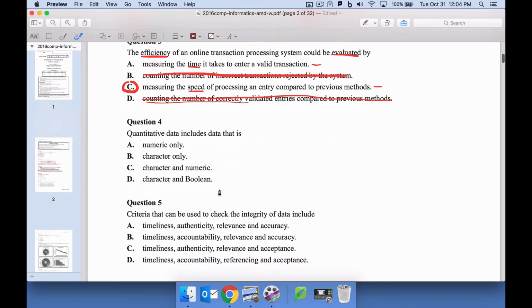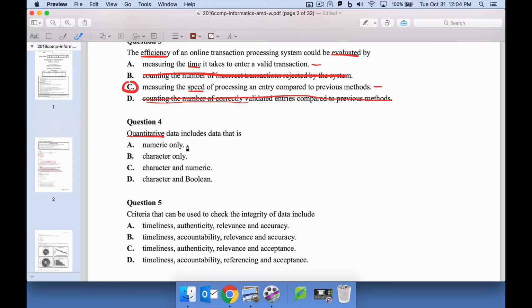Coming back, question 4. Quantitative data includes data that is. Well, we need to know what quantitative versus qualitative data is. Quantitative data is easy to measure, usually numeric only, versus qualitative, which is usually hard to measure data, such as long answers and things that you would have to codify to then graph.